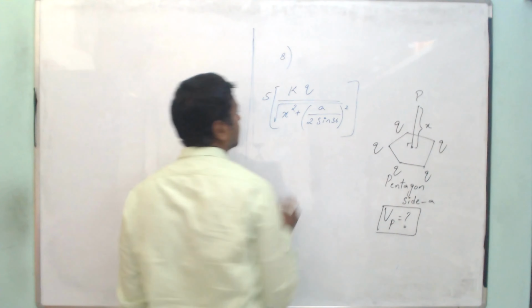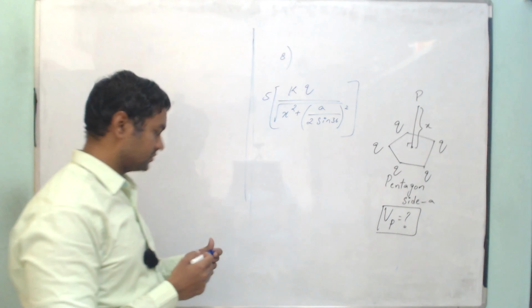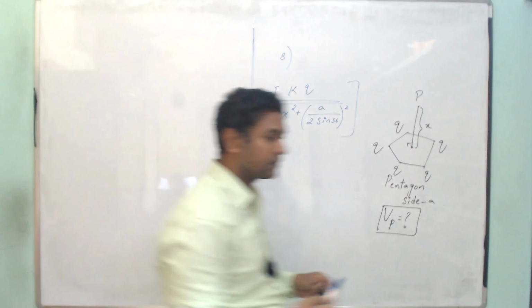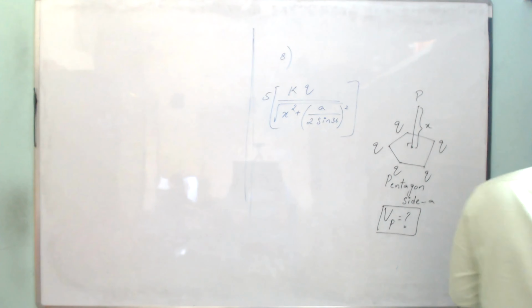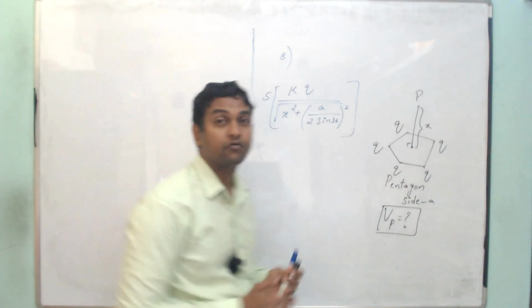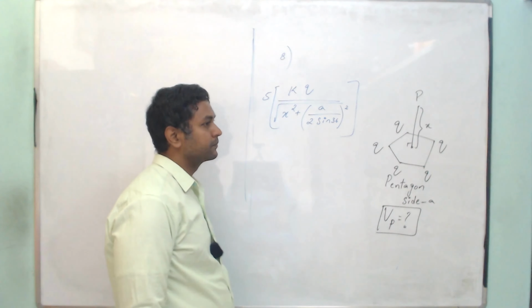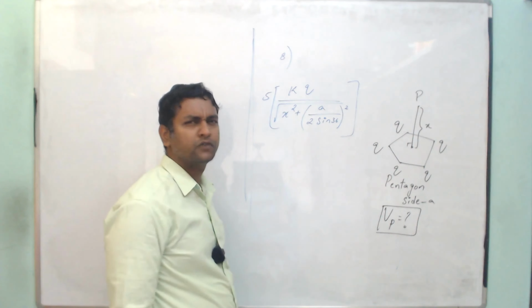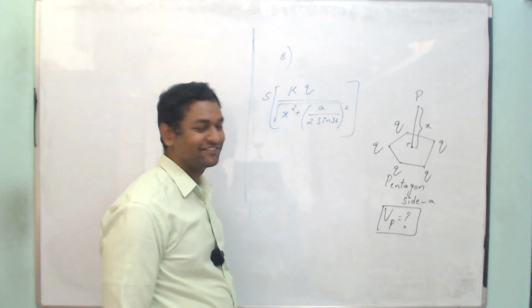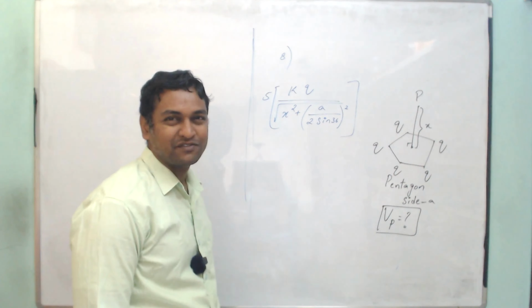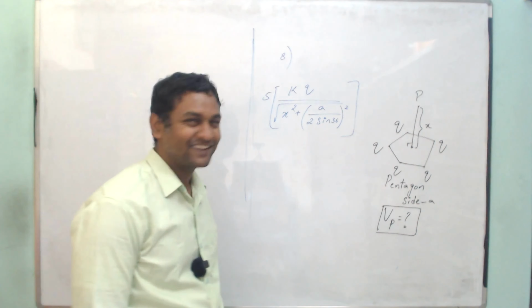Sine 36 value is root 5 plus 1 by 2, I don't remember. Sine angle. We did that in trigonometry. Is it root 5 plus 1 by 2 or root 5 minus 1 by 2?